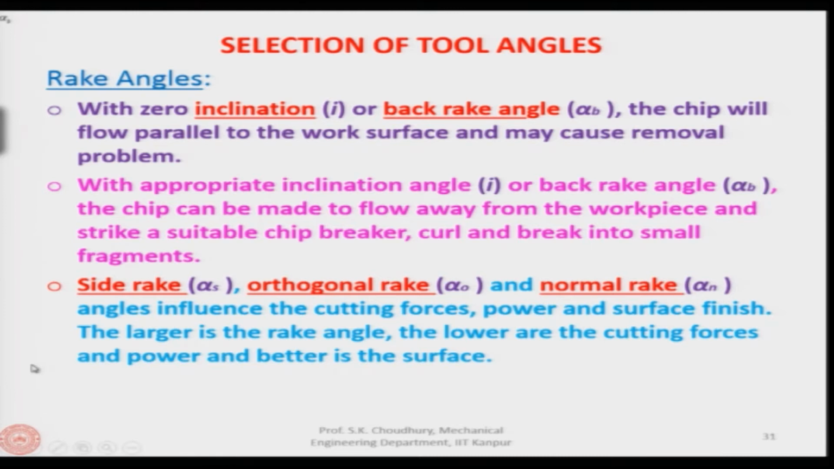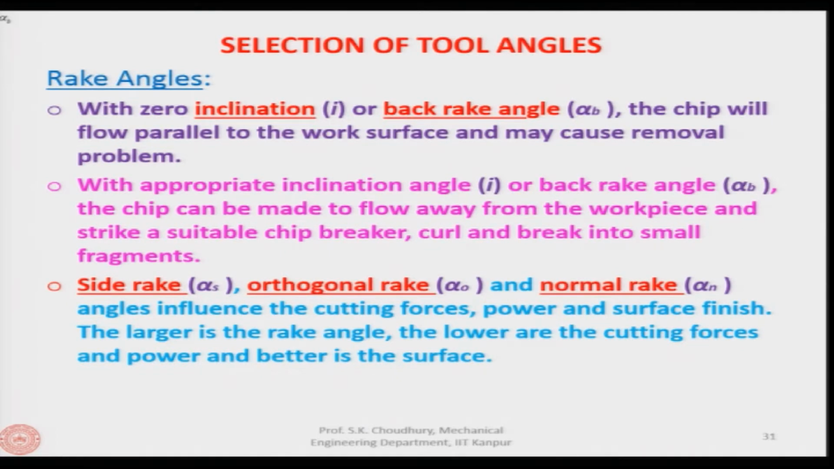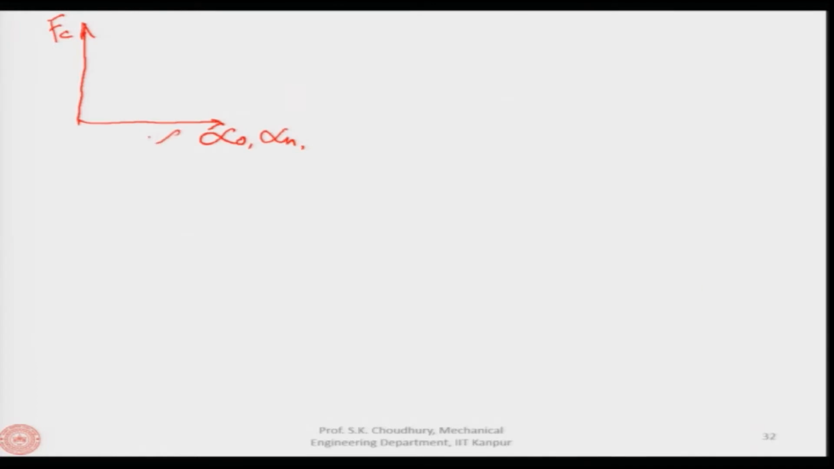Let us say in this graph, on this axis we have the force, let us say the cutting force, and on this axis we will have alpha. By alpha we mean either an orthogonal rake or a normal rake, as it is given here, or a side rake. Yeah, it can also be the side rake angle.